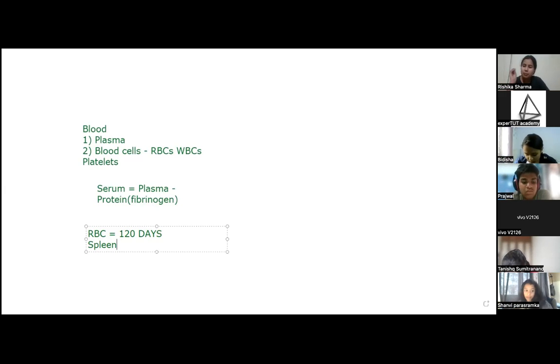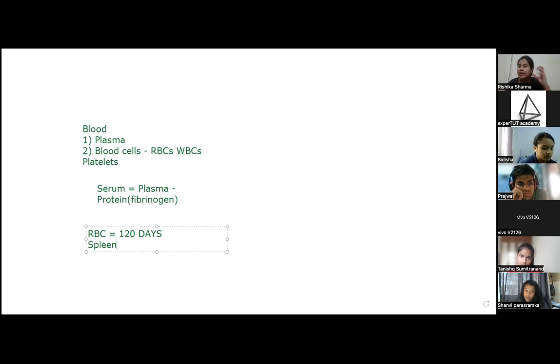120 दिन बाद जब आरबीसी का लाइफ स्पैन खत्म हो जाता है, नए आरबीसी कॉन्टिन्यूसली बोन मैरो में बन रहे हैं, 120 डेज बाद पुराने आरबीसी डिस्ट्रॉय हो जाएंगे, डिस्ट्रक्ट हो जाएंगे. So when these RBCs will be destroyed, then they will move to the spleen. ठीक है, and in the spleen the hemoglobin part of the RBCs is retained and the rest part is destroyed.